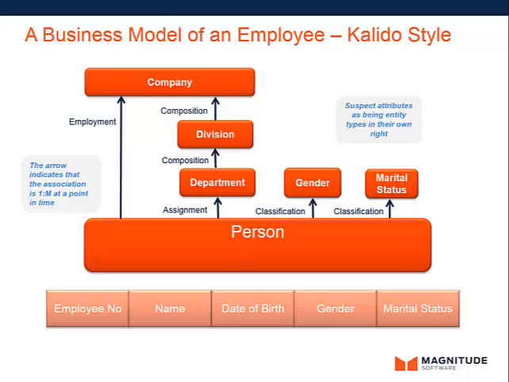There's still a few things that I haven't covered, and they're things like the name and date of birth. And these really belong to the person. They don't belong to the employee. They don't belong to the fact that the person is employed. They belong to the person themselves. So we ought to show those as attributes of the person. And the employee number is really an identification of the particular employment, although very often we assign that to the person as well. Okay, so this is a Kaleido-style business model.